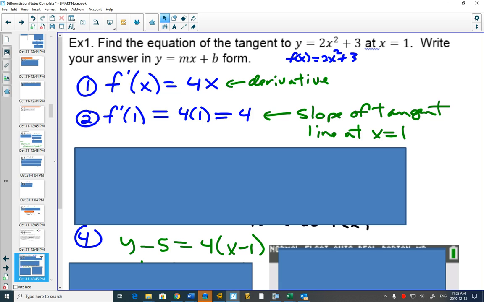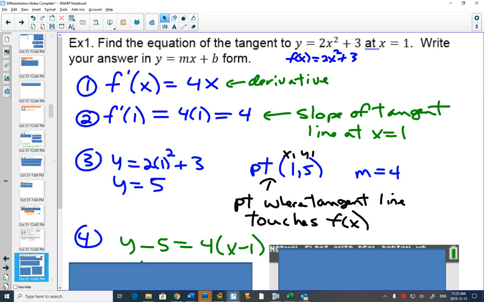Once you've got your slope, in order to find your equation of a line, you always need slope and a point. Well, the point is going to be easy because you know what happens at x equals 1. You've got your regular equation, 2x squared plus 3. You could find your y coordinate quite easily by just plugging in 1 into the original equation. Here, when we plug in 1, we get 5. So our point is (1, 5). We have our slope, and we have our point. And now you have a choice. I'll show you the slope-intercept form first, y equals mx plus b. But once you have a point and a slope, you have a choice which equation of the line formula you want to use.